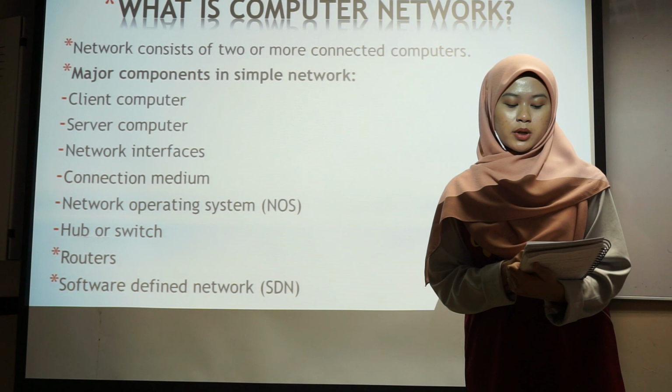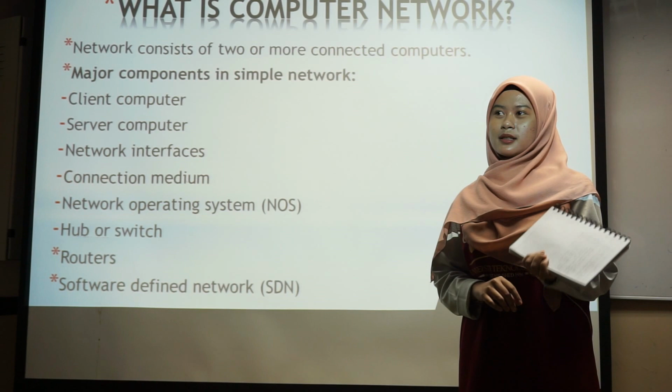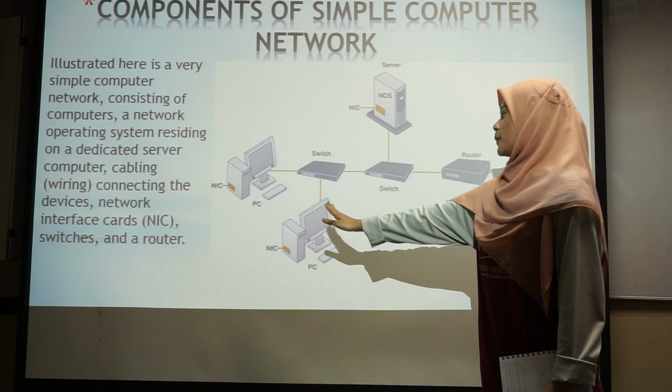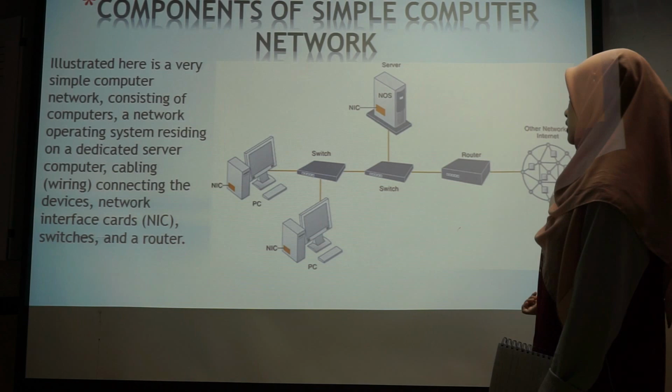For example, iCloud, Google Drive, and more. This is the components of a simple network that I have explained before. This is the PC, which is the client, and the data will go through the switch and to the server, and it will be distributed to other networks and the internet.